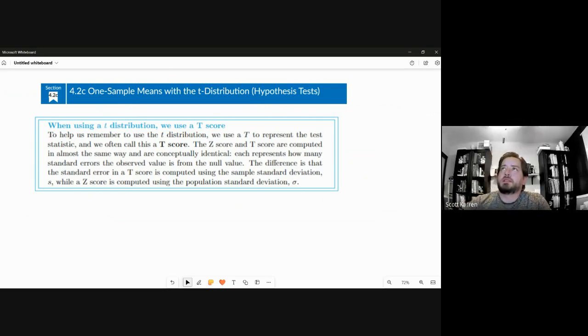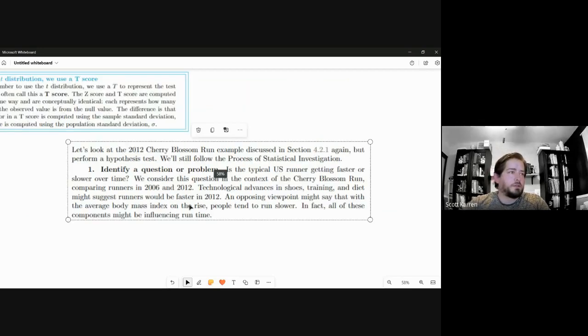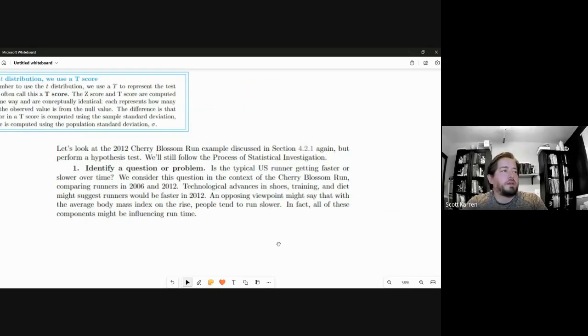So let's take a look at a problem that they work through here. Let's look at the 2012 Cherry Blossom Run example discussed previously, but perform a hypothesis test. It will still follow the process of statistical investigation.